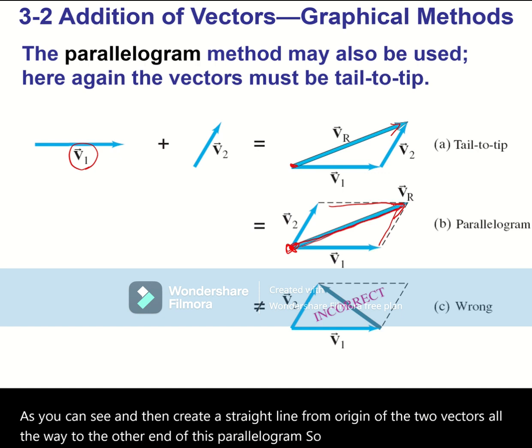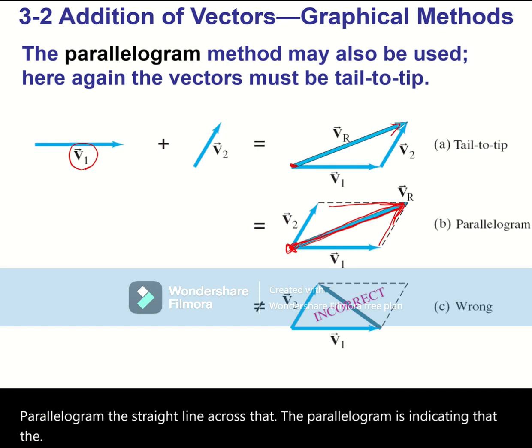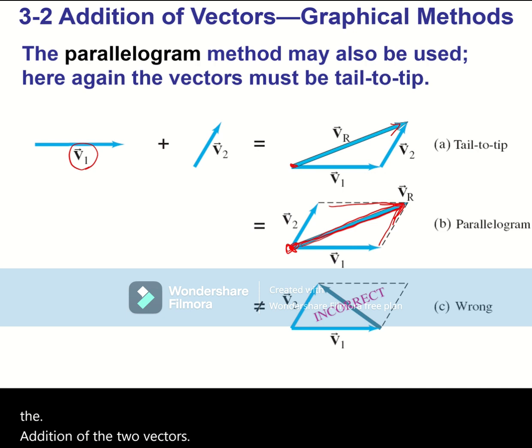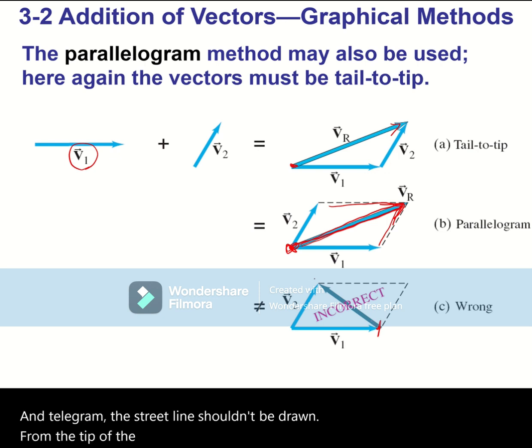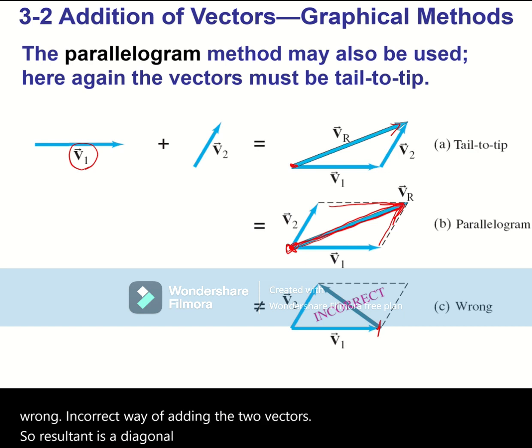So the straight line across the parallelogram indicates the addition of the two vectors. You have to be careful. In the parallelogram, the straight line shouldn't be drawn from the tip of one vector to the tip of the other vector. That's a completely wrong, incorrect way of adding the two vectors. So the resultant is a diagonal drawn from the common origin.